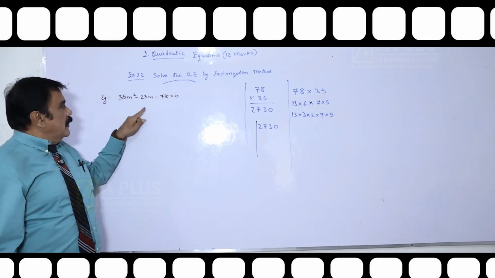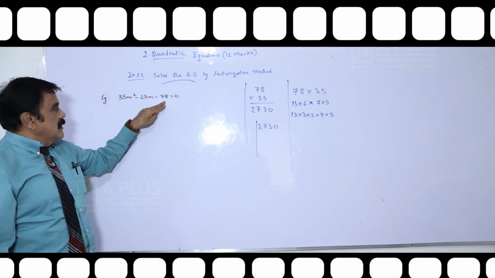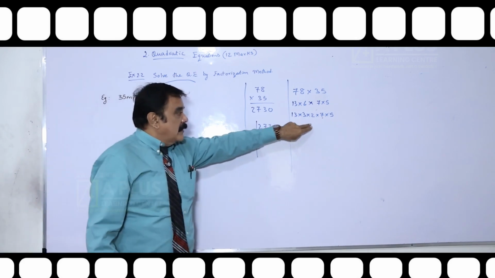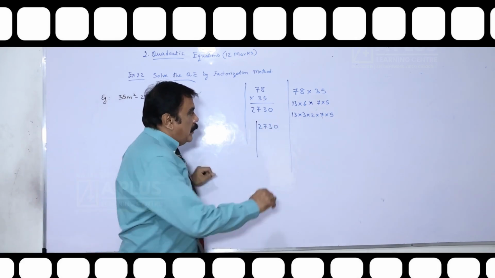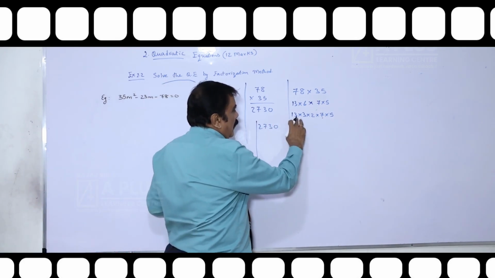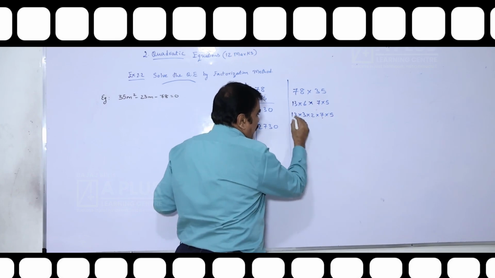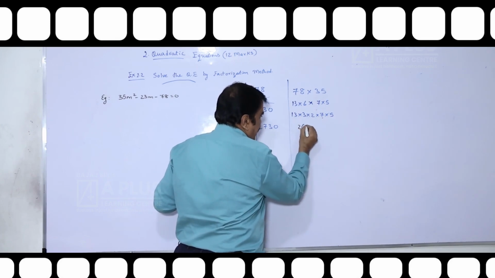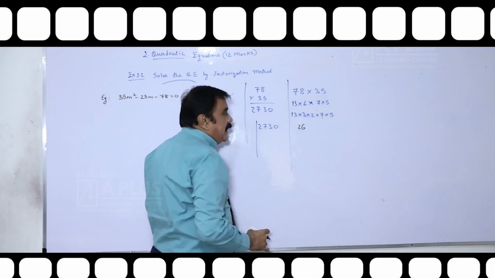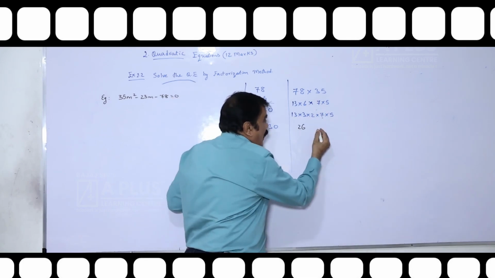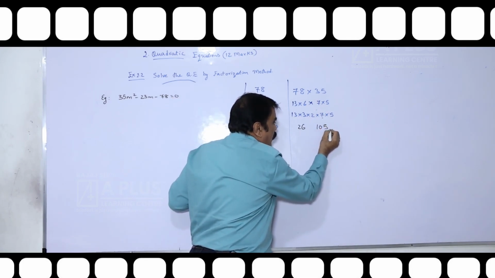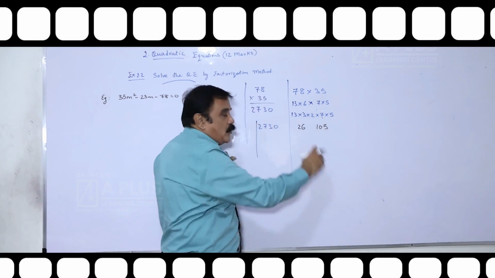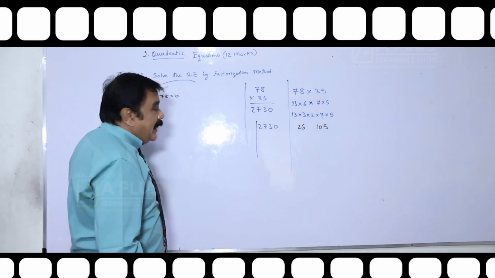Now see here children, we will try to find the factors of this 78 into 35. Factors we have already found out here. Now you choose anything. Like 13 2s if I take, 13 2s will give me how much? 26. Then 3 7s are 21, and 21 into 5 will give me 105. Now what you have to do? Subtract 105 minus 26. Will I get 23?